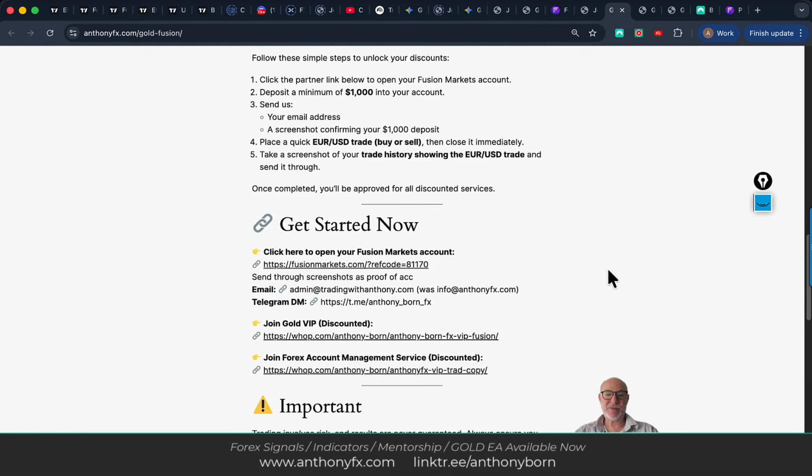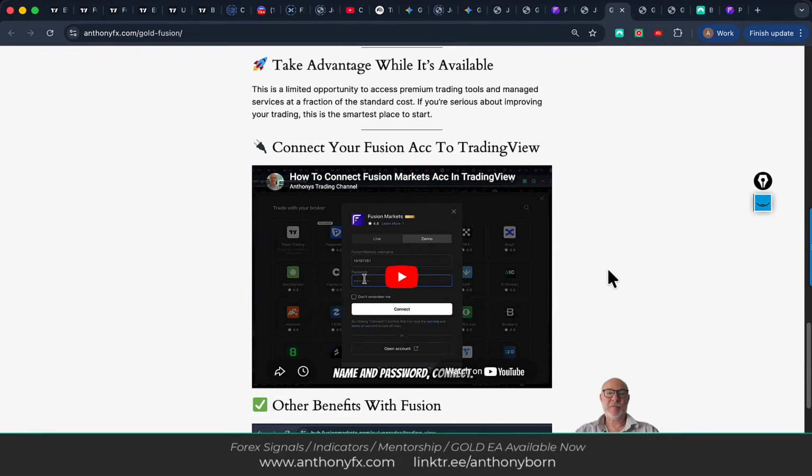Now, this is why Fusion is such an advantage. I'm trading my main account on TradingView. It's a Fusion Zero account, and then those trades are going to transfer through my Fusion MT4, which is also a zero account. That'll go onto Telegram, and it'll also be in the trade copy in my Forex account management. So Fusion Markets across the board, the zero spread account is the way to go.